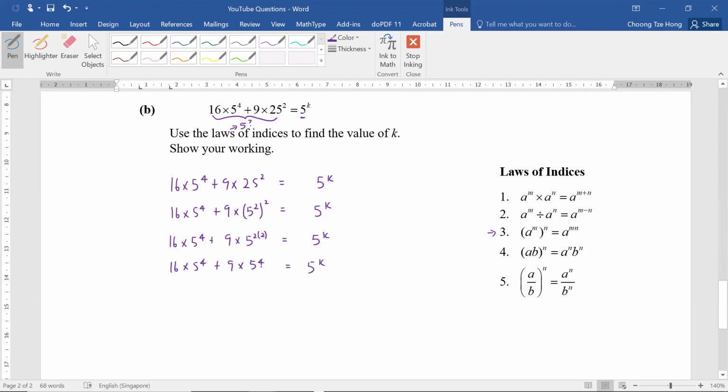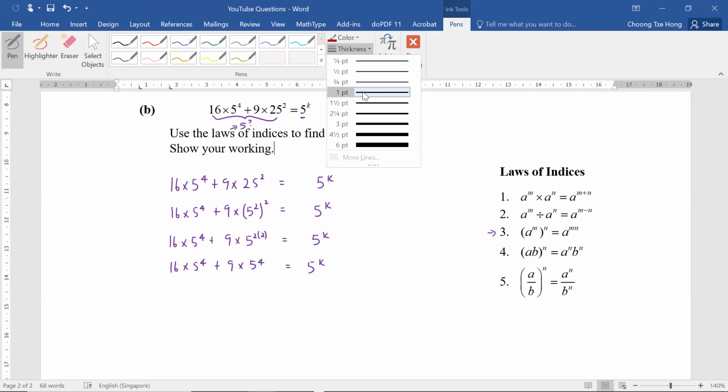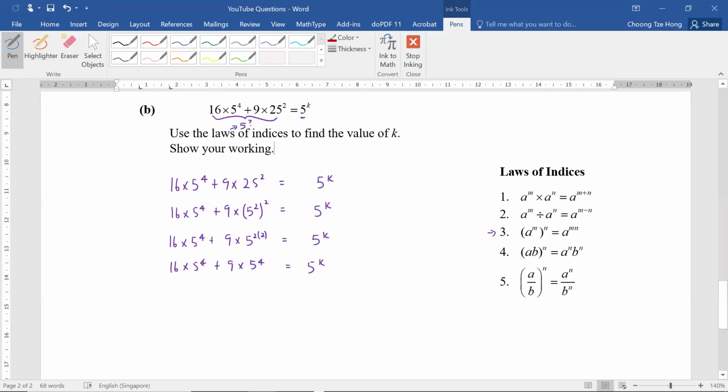Okay, so at this point, you need to ask yourself, what can we do to further simplify this? This may seem like a complicated expression to you, but it's actually rather simple if you think about it this way. 16 times 5 to the power of 4. If we let 5 to the power of 4 be a, then over here we will just have 16a. Then over here, 9 times 5 to the power of 4. If 5 to the power of 4 is a, it will just be 9a. So over here we have 16a plus 9a, which will give us just 25a only.